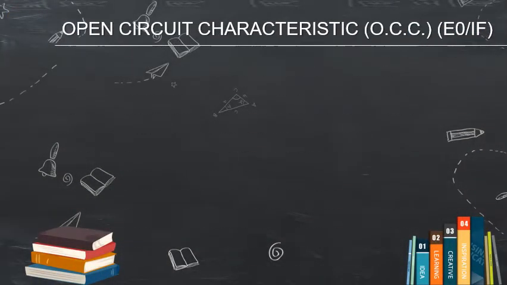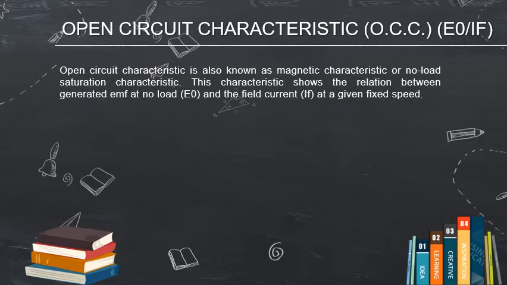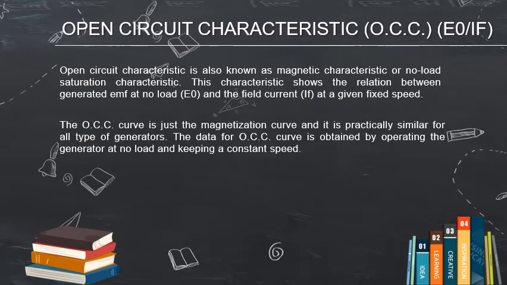So first, the open circuit characteristics or OCC is plotted between E0 and IF, meaning field current. Open circuit characteristics is also known as the magnetic characteristics or no load saturation characteristics. When do we get these characteristics? On no load condition. These characteristics show the relation between the generated EMF at no load, denoted by E0, and the field current IF at a given fixed speed.